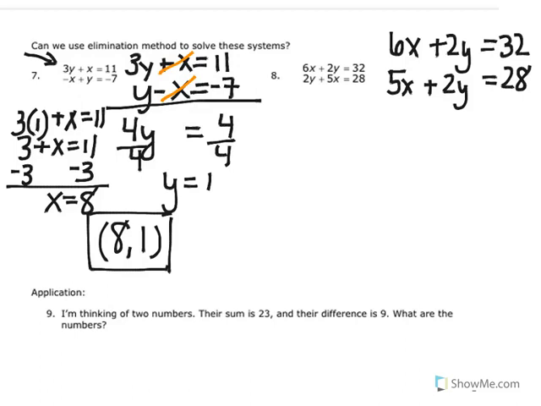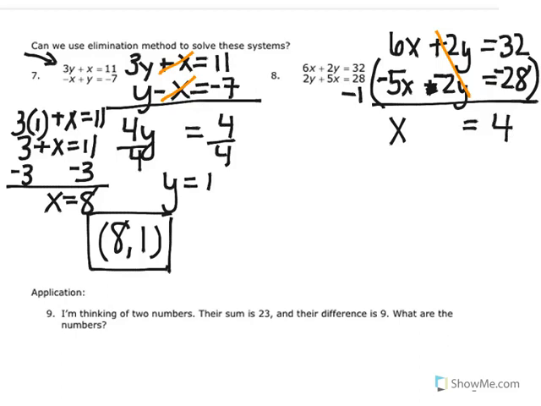And remember, one of them has to be positive and the other has to be negative. So how about we take the equation on the bottom and multiply it times -1. And remember, when you multiply by -1, the only thing that happens is the signs change. So this one's going to become minus 5x, this is going to become minus 2y, and this is going to become minus 28. So now we can combine them. 6x minus 5x is x. Plus 2y minus 2y cancels out. And 32 minus 28 equals 4.